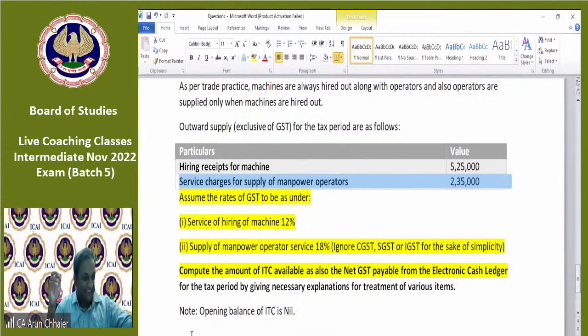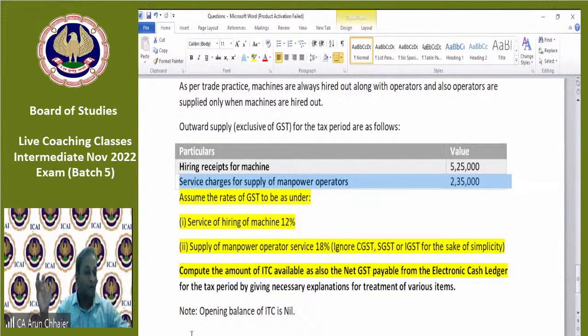Is it 12 or is it 18? What is the rate applicable to the service charge for the supply of the manpower operator? What rate would be applicable for the supply charges for the service charge for the supply of the manpower operator? Is it 12 or is it 18?